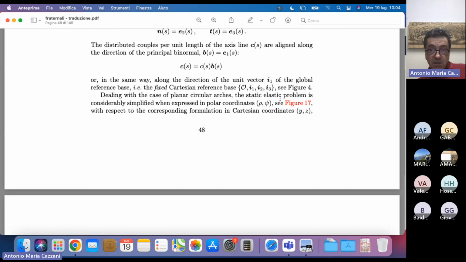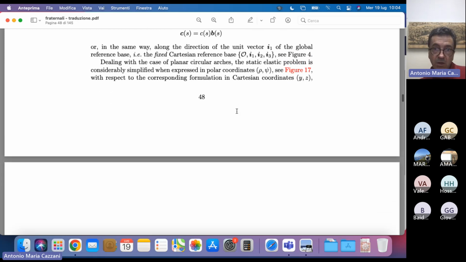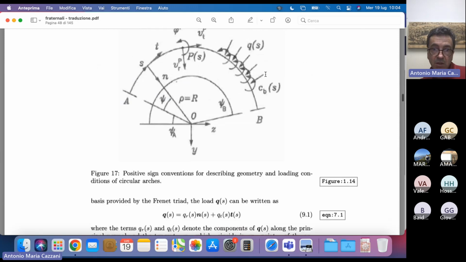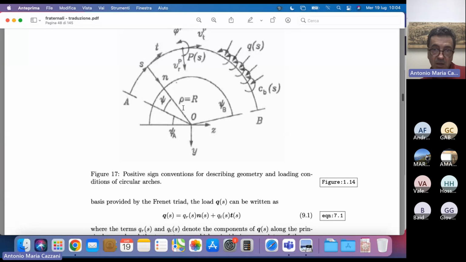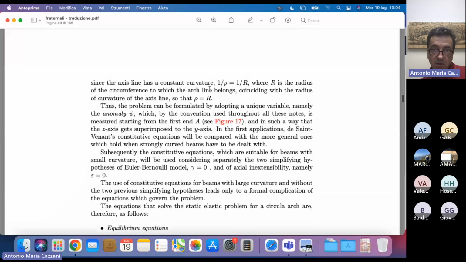So the elastic problem can be simplified when we work with the polar coordinates rho and psi, which we see here. Rho is again the radial direction, and psi is the anomaly. In particular, we see that the curvature 1 over rho is exactly 1 over r and is constant. And so we can replace in all the equations the radius of curvature rho with the radius of the circumference r.